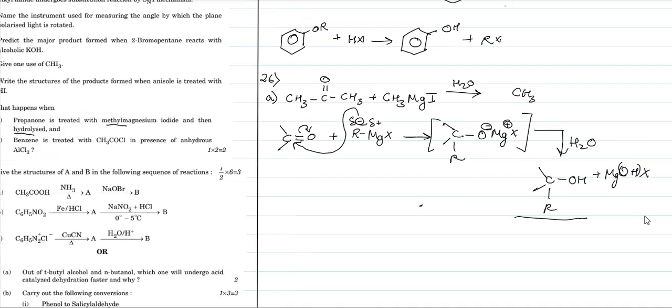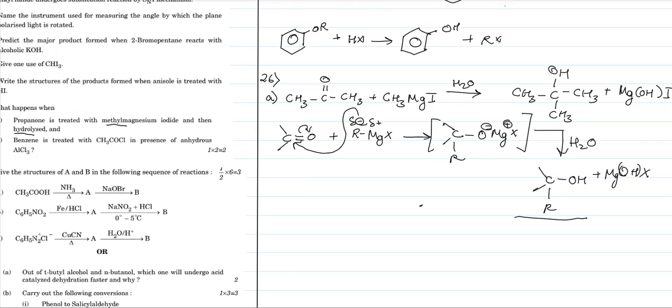So CH3, COH, CH3, and another CH3, and the byproduct is going to be MgOHI. So this is the product that is formed.